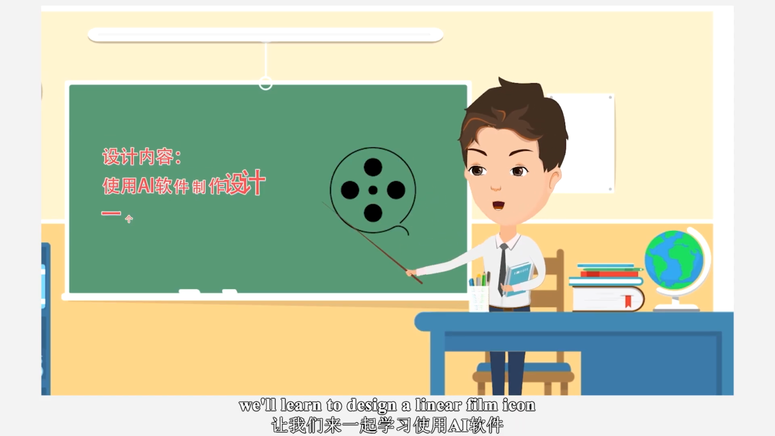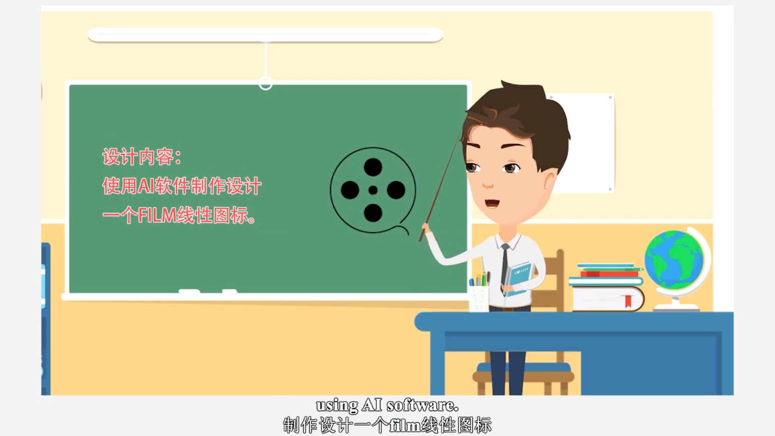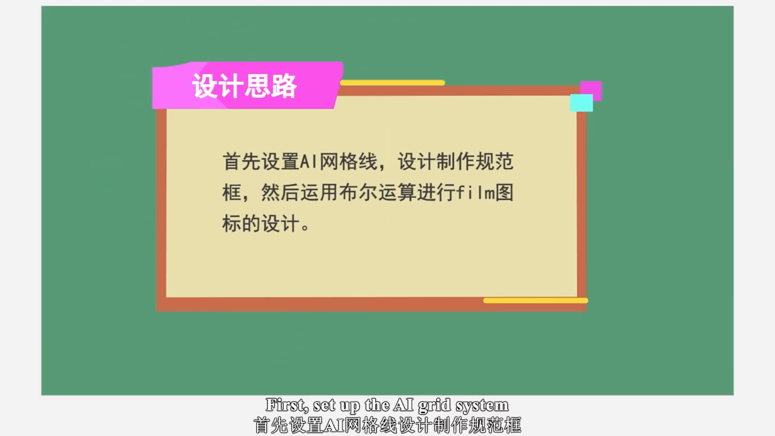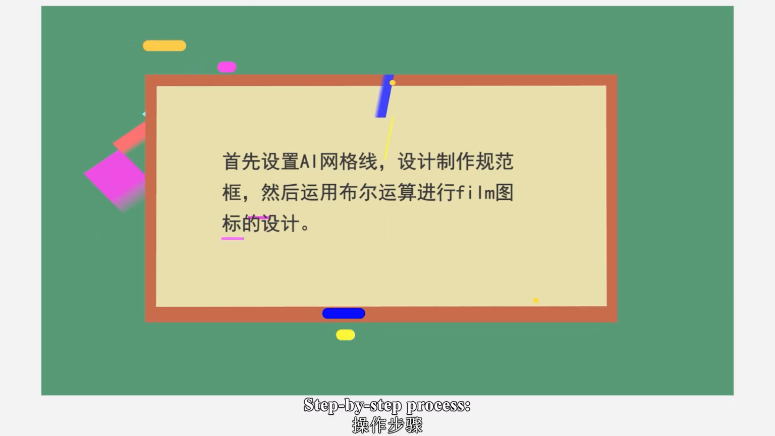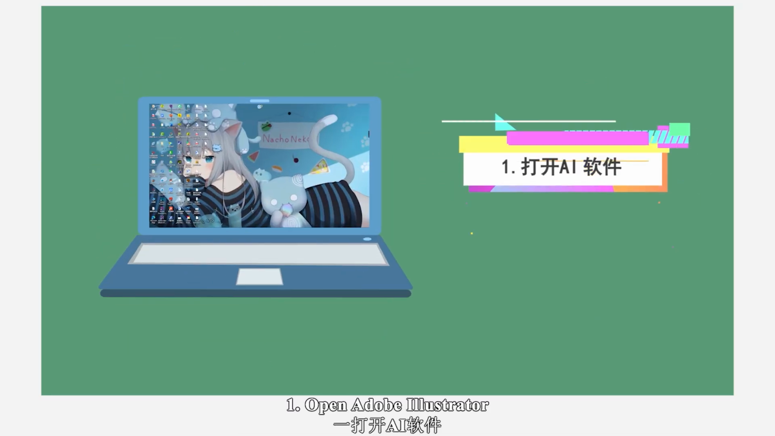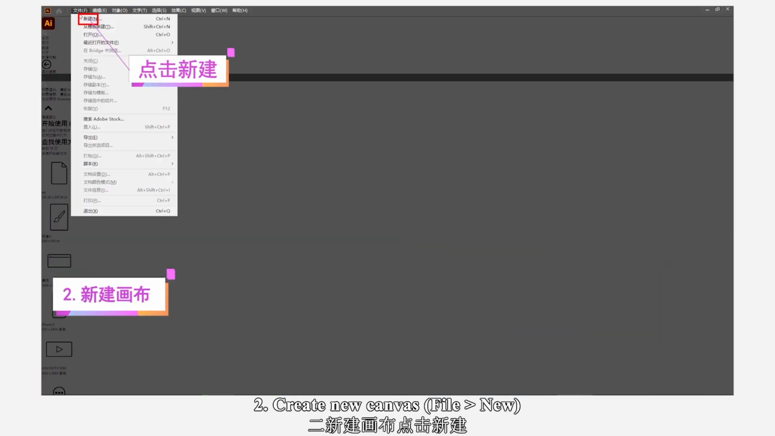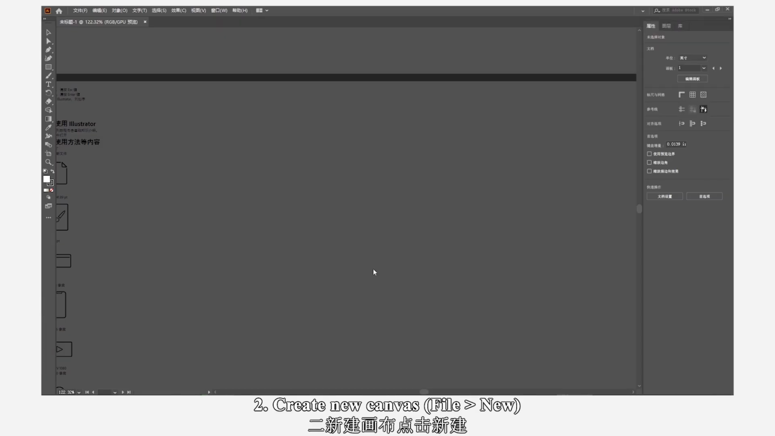We will learn to design a linear film icon using AI software. First, set up the AI grid system and design framework. Then use Boolean operations for the film icon design. Step-by-step process. First, open Adobe Illustrator. Second, create a new canvas, File, New.